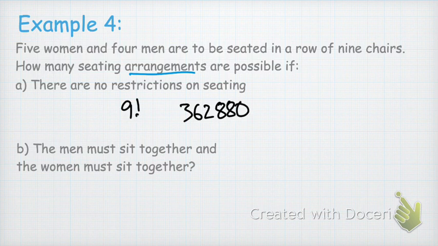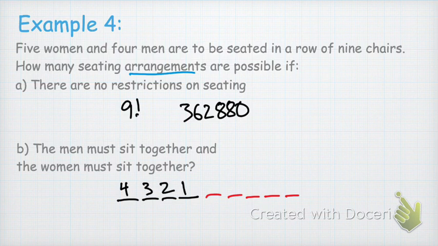The second question is, what if the men have to sit together and the women have to sit together? So that would mean that there are 4 spaces for men and then 5 spaces for women. So in that situation, there are 4 men that could go here, 3 that could go here, 2 that could go here, and 1 that could go there. And there are 5 women that could go here, 4 women that could go here, 3, 2, and 1. And I could multiply this all together. That would be one big combination. Technically one big arrangement.